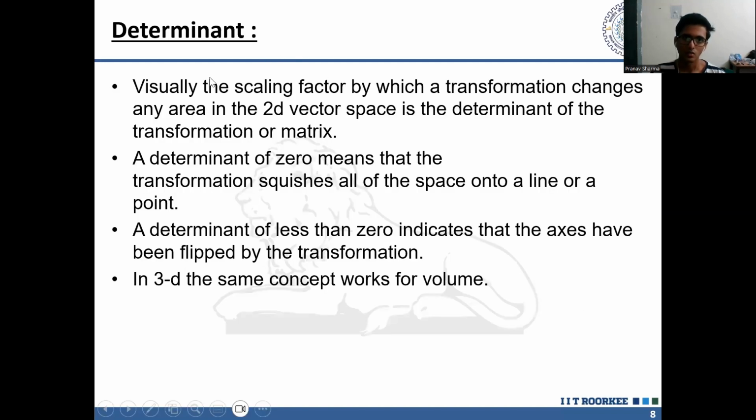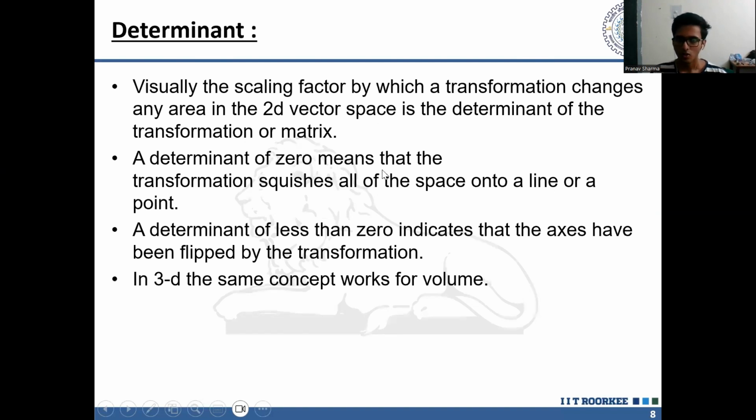So next, let's talk about the determinant. Visually, what the determinant means, I do know that most of you must know the computation side of determinant, but what visually determinant means is the scaling factor by which a transformation changes any area in the vector space. So for a 2D vector space, it is area. For 3D, it is volume.